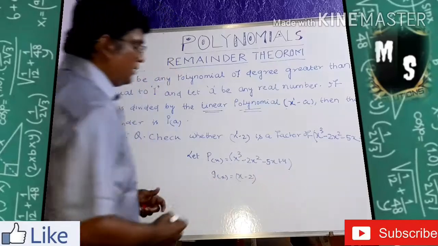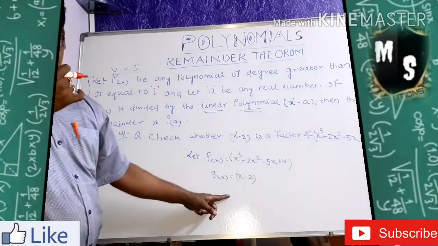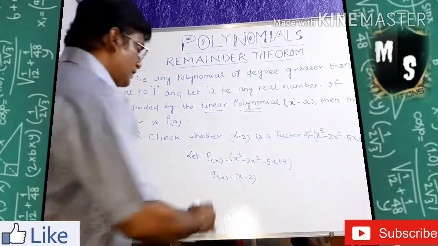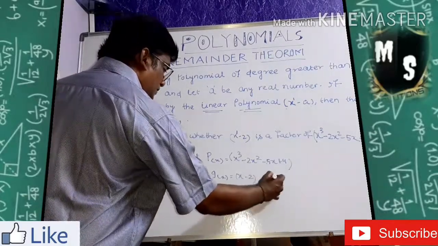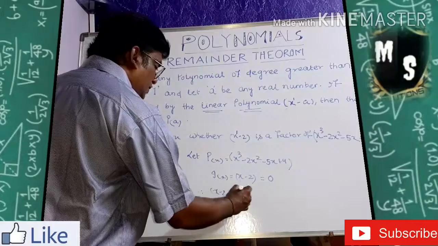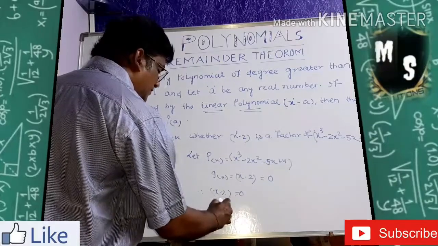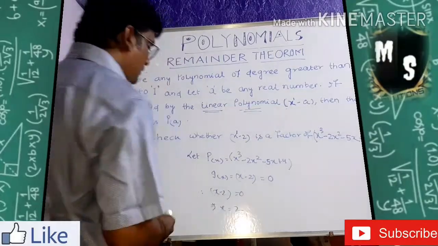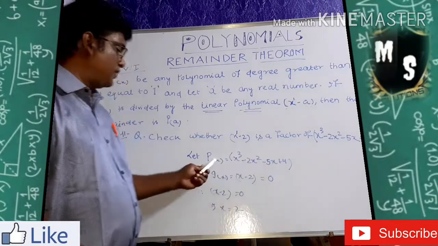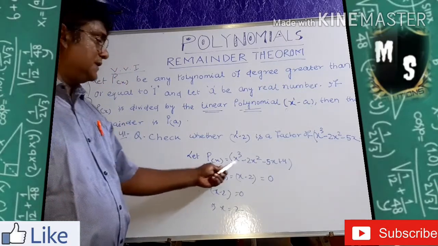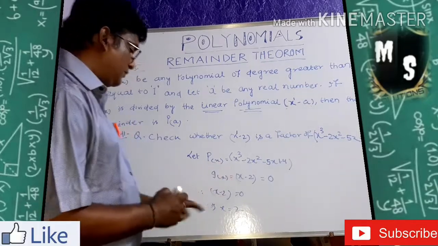Then you have to let this g(x) be equal to 0. So let x minus 2 be equal to 0. That implies x is equal to 2. Clear? You got the value of x now. This value of x you can put here in the polynomial in x.